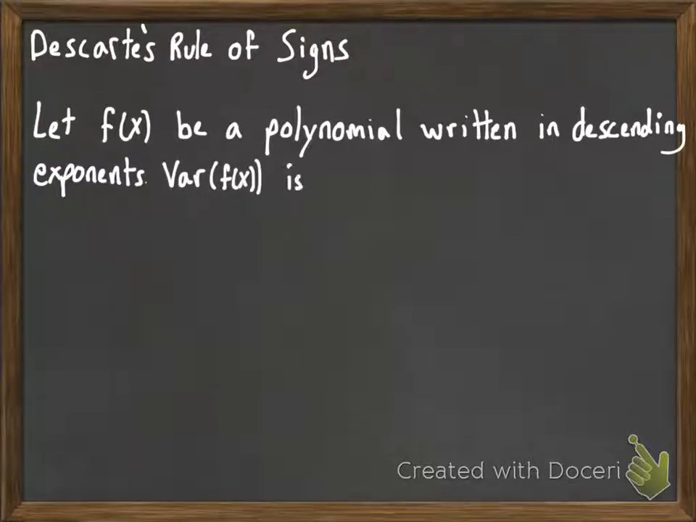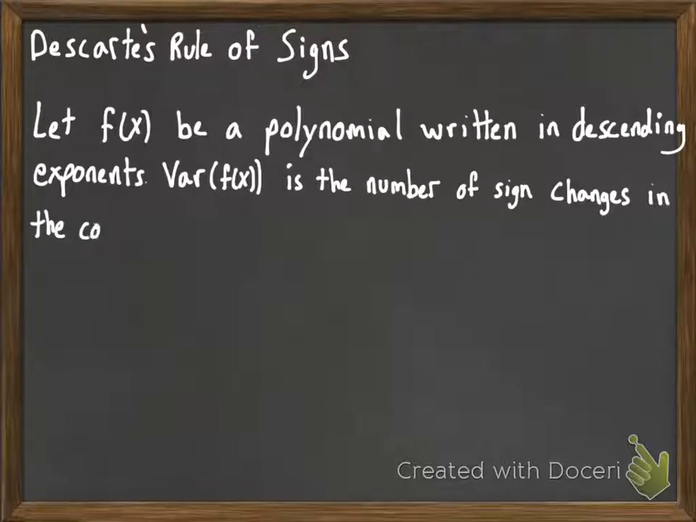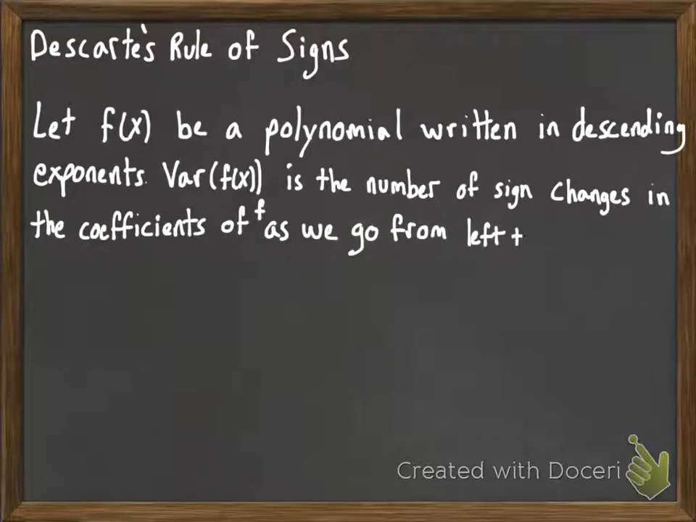And so we say let f be a polynomial. The polynomial needs to be written in descending exponents from the largest down to the smallest. Then we introduce the thing called the variation of the function. Variation, or var f, is the number of sign changes in the coefficients of f as we go from left to right, or from highest down to lowest. And this is known as the number of variations.